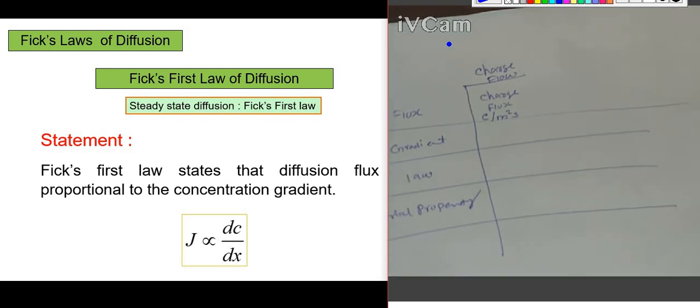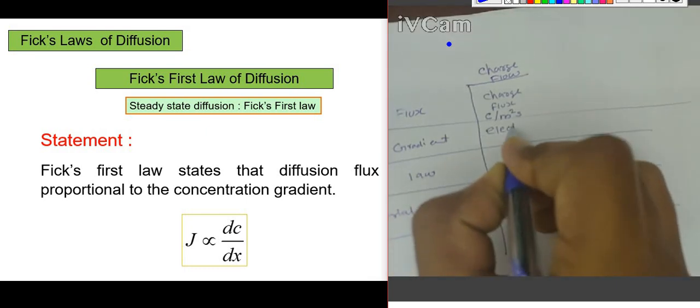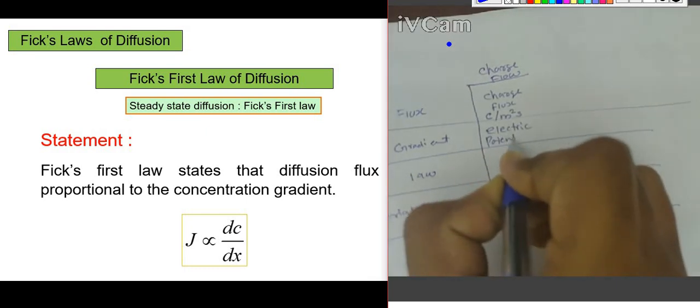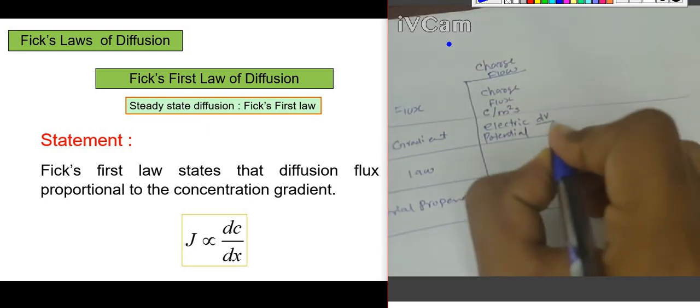Okay, how many coulombs of charge cross a particular cross-section area per unit time is called charge flux. And what is the driving force for the charge flow? That is the electric potential. The potential difference is the reason for charge flow. So the gradient is nothing but the electric potential gradient, and that is dV by dx.